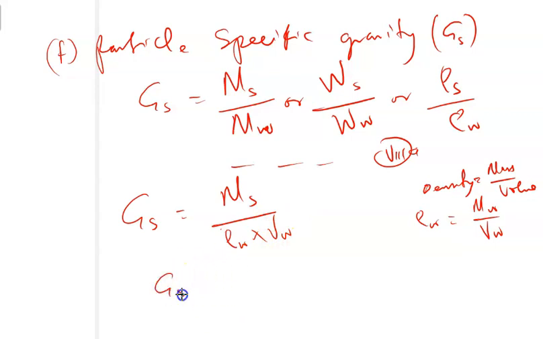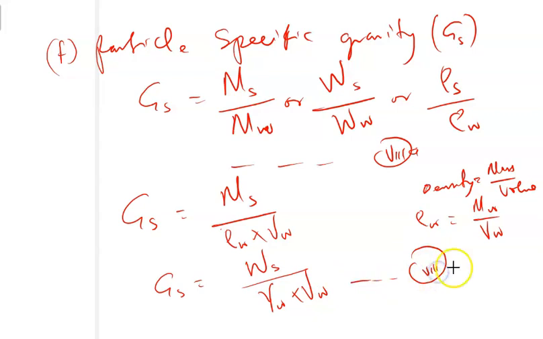So it means GS is equal to, I can also express it in terms of the weight of solids over the density of water multiplied by the volume of water. So this forms our equation 8b.